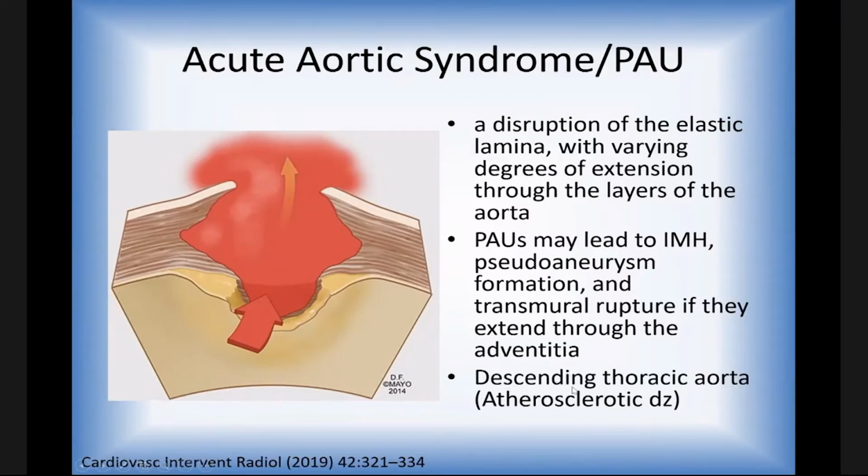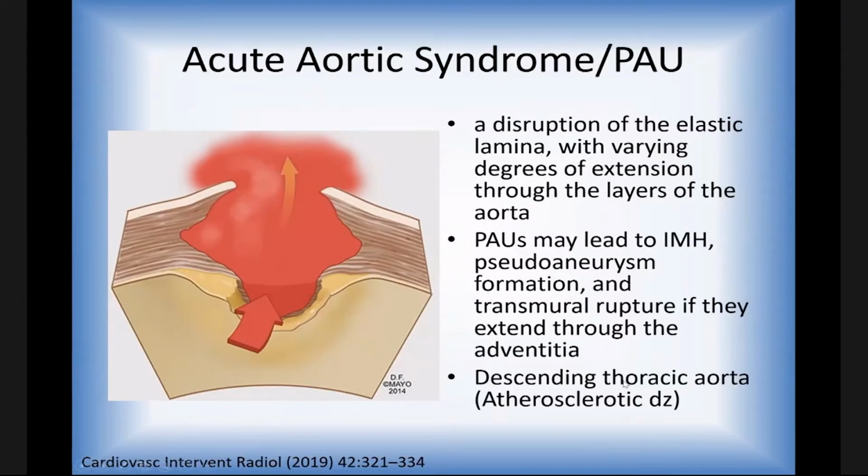It is exactly the same as the outpouching of contrast in a penetrating-like ulcer, but a penetrating-like ulcer occurs in the intramural hematoma. Penetrating aortic ulcer occurs in an atherosclerotic vessel, especially the descending thoracic aorta.